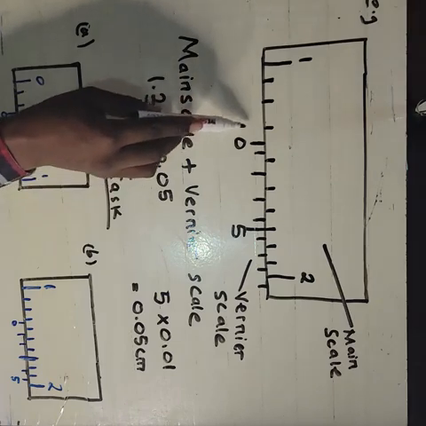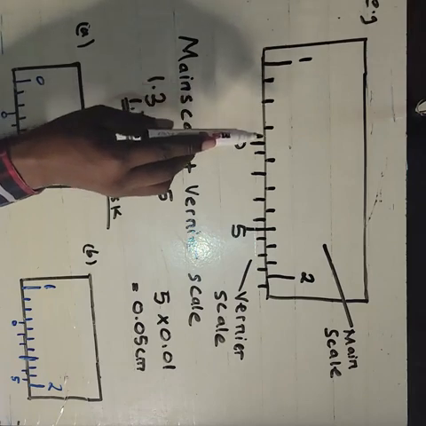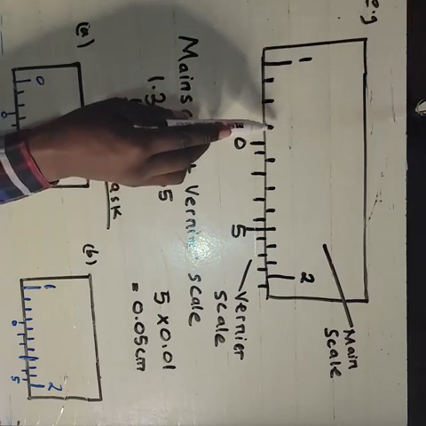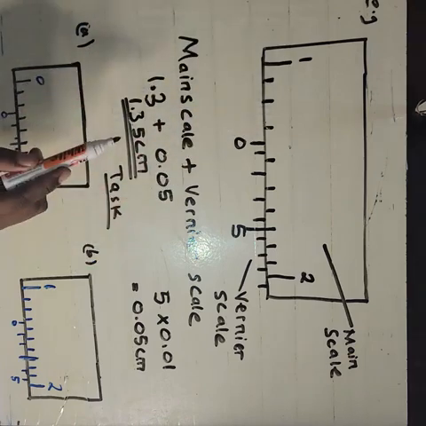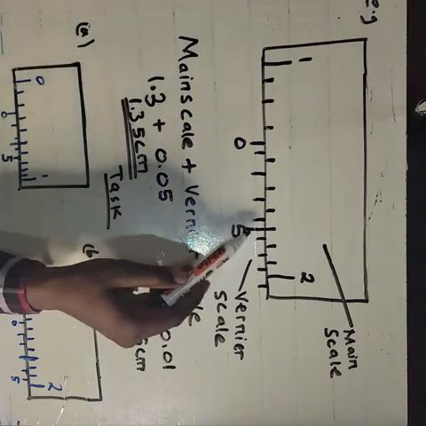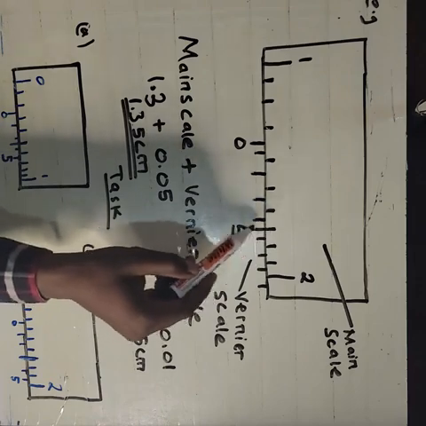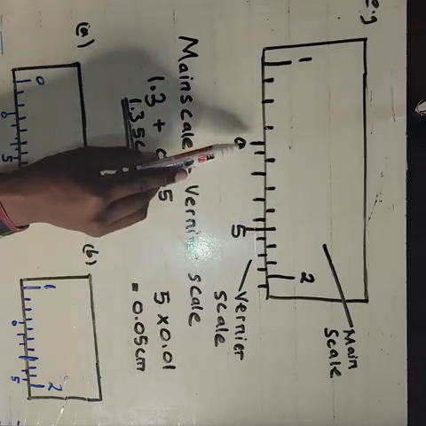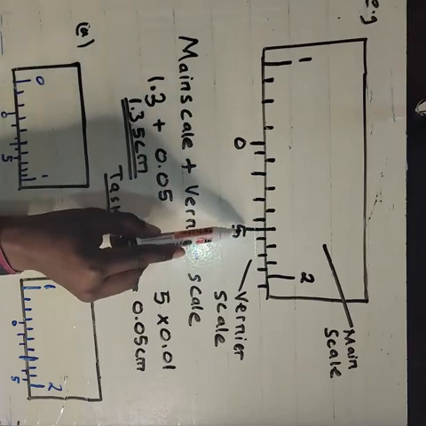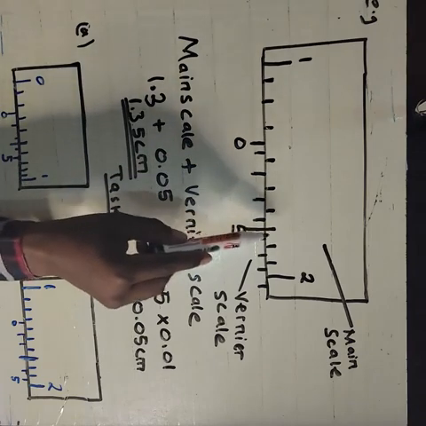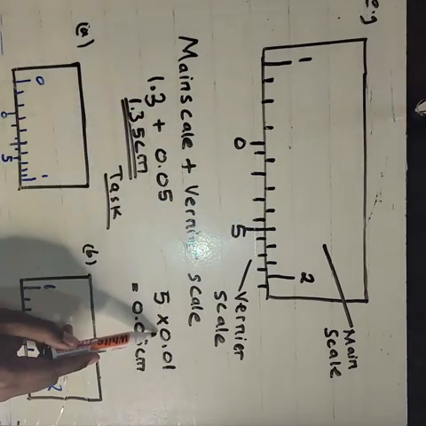Before the 0, we have 1, 1.1, 1.2, 1.3. So from the main scale, our reading is 1.3. On the Vernier scale, you follow where the lines are meeting. Now if this is 0 and this is 5, that is where they are meeting. At least this one is clear. So the 5, you're going to multiply by 0.01.